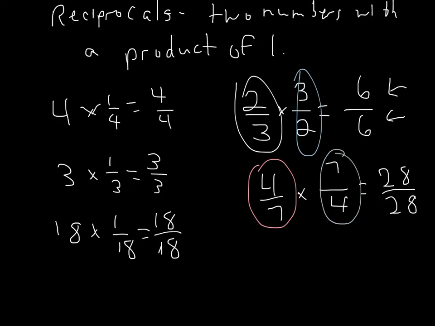And so, of course, the easy way to tell you how to get the reciprocal, I want you to understand first that it is two numbers that when you multiply them, they give you 1. But the easy way to find the reciprocal is you do this. You flip the fraction.